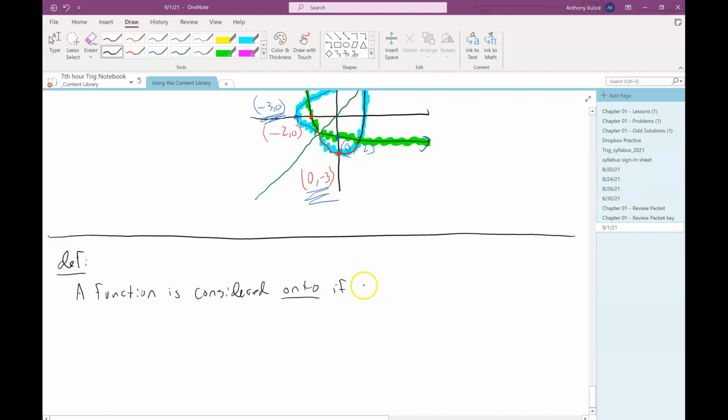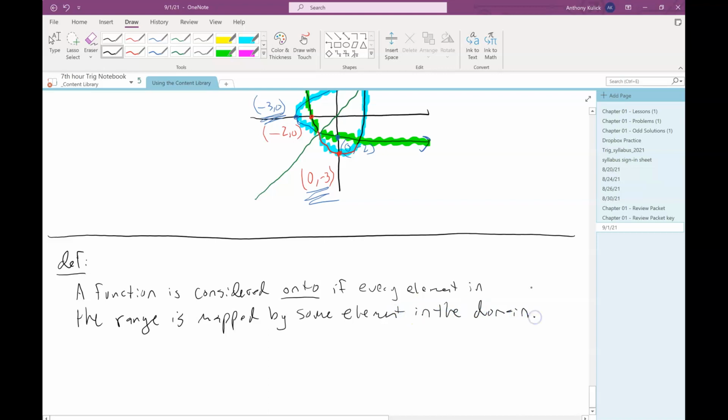We say that a function is onto if every element in the range is mapped to by some element in the domain. And we'll do some examples here in a second to illustrate what it looks like for something to be onto or not. But I want to do all the vocabulary first because I'm going to do multiple things for one example.